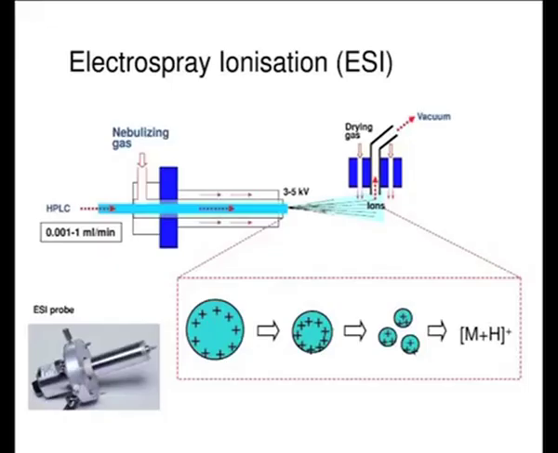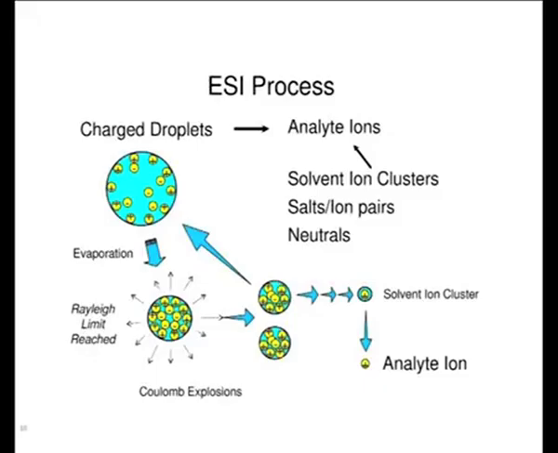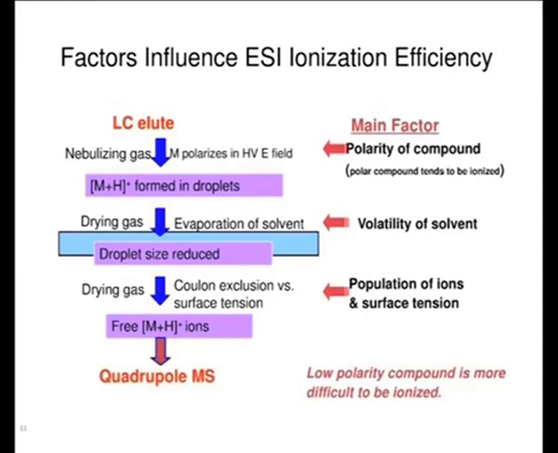Generally, electrospray ionization is used for polar compounds, and for protein analysis, in most cases, this is the only technique used for ionization, the ESI technique. This is the process which I already explained, how a compound gets ionized and enters the mass spectrometer.